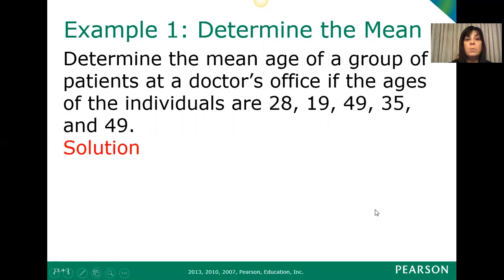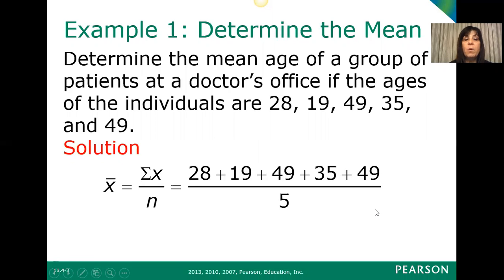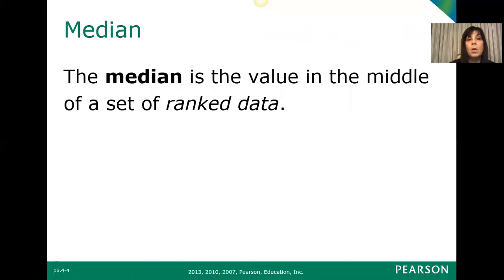So it's fairly simple. To do this, we'll just take our formula, which said to take the sum of the data. So we take the sum of the 5 numbers that we have, and we're going to divide that by the number of data pieces we have, which was 5. To do that, we add the numbers in the numerator, which will give me 180, divide by 5, and the answer then is the mean will be 36.